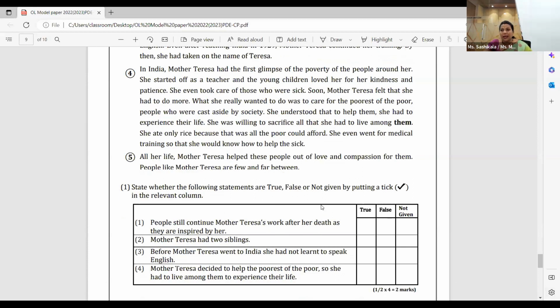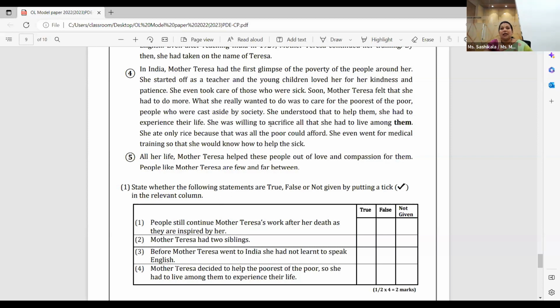බලන්න sentence 4 උතන කියලා තියෙනවා බලන්න පුතේ. Mother Teresa felt she had to do more. She really wanted to do was to care for the poorest of the poor, people who were cast aside by the society. Right? එතකොට තව එකක් කියනවා මෙතන. So she had to live among. ඒගොල්ලන්ත් එක්කම ජීවත් වෙන්න ඕනේ කියලා එයාට හිතනවලු.